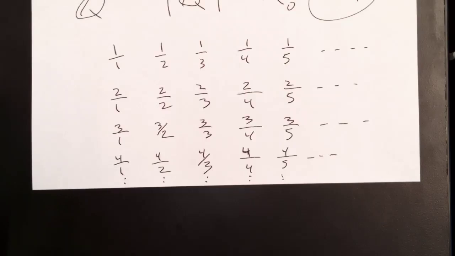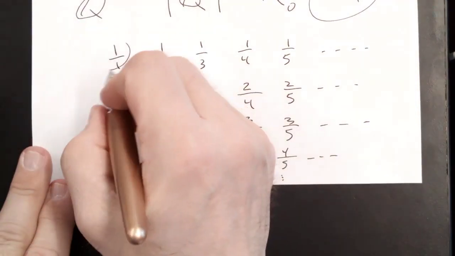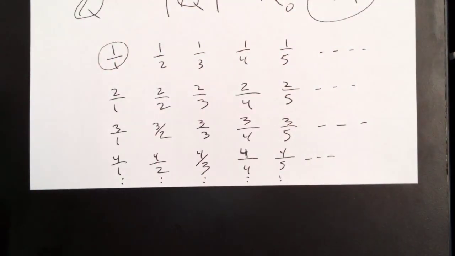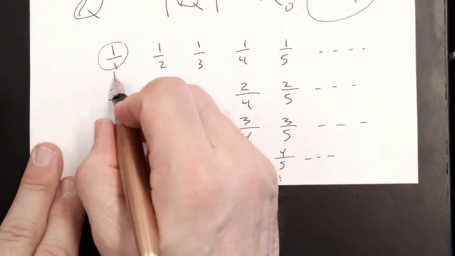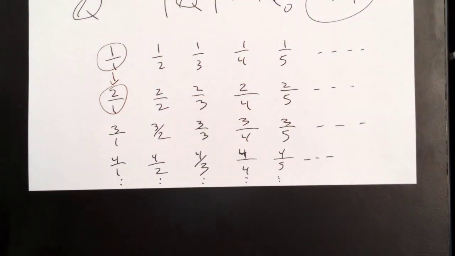I need again a coin flip. Right or down? Down. So I'm going to start at 1. That's the first number in my list. You said down, so I'm going to go down first. This is the second number in my list.